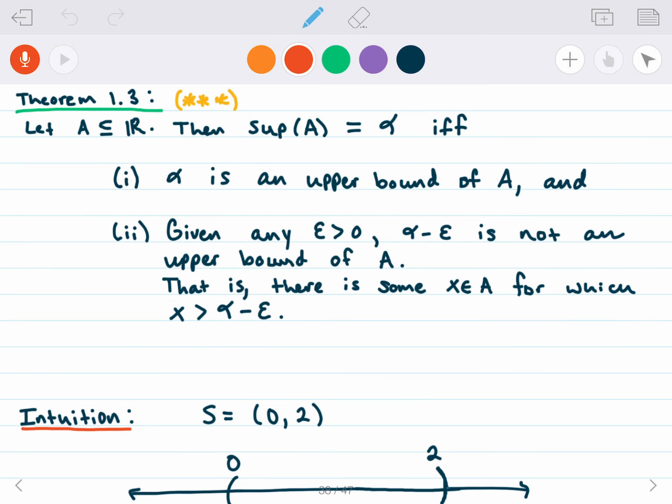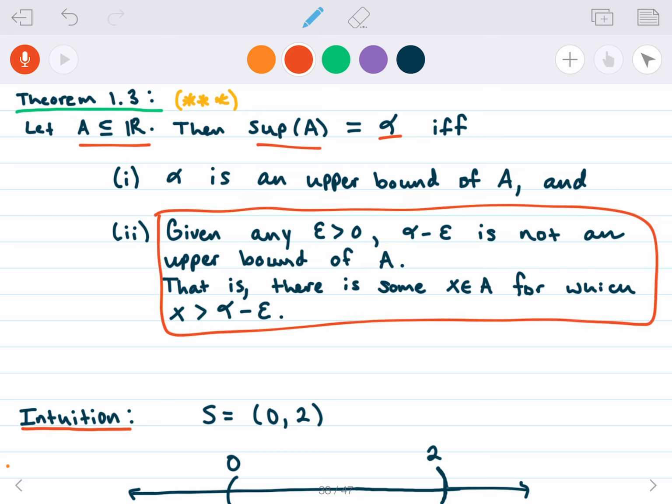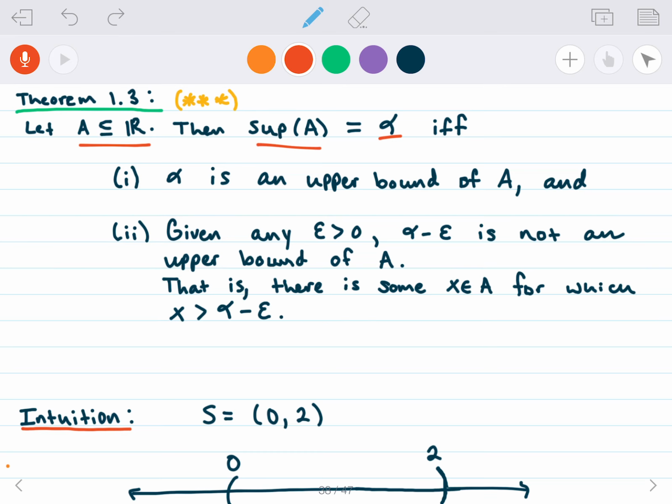Okay, so here's a big theorem, 3 stars, meaning you should really understand it and learn it and love it. If you have a subset A of the real numbers, then the supremum of A is equal to alpha if and only if, number 1, alpha is an upper bound of A, and number 2, given any positive epsilon bigger than 0, alpha minus epsilon is not an upper bound of A. That is, there exists some x in A for which x is greater than alpha minus epsilon. So let's try to dissect what this is saying here.